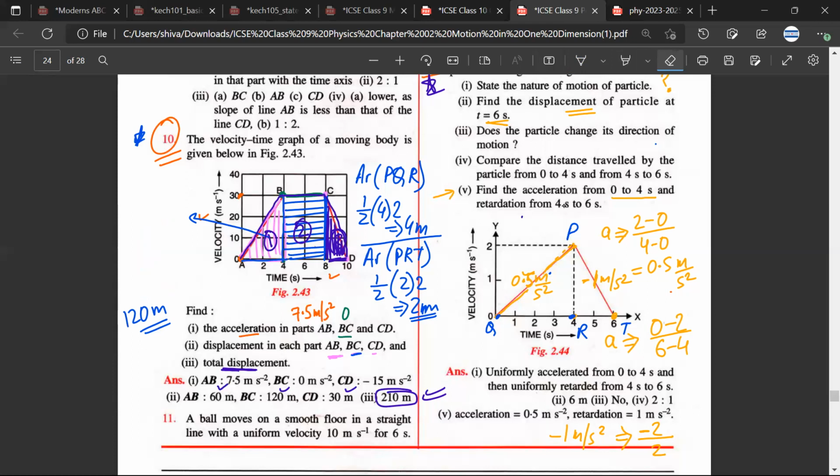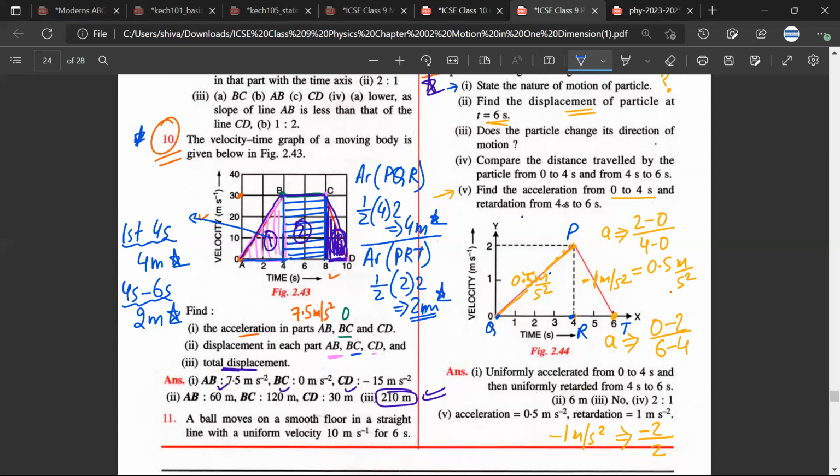So the information that we have about the particle, let us try to understand what is happening to the particle. In the first 4 seconds, it covers a distance of 4 meters. Then it slows down. So from 4 seconds to 6 seconds, it covers a distance of 2 meters. Do we agree to this? Yes, sir. Okay. So now let us look at the question again.